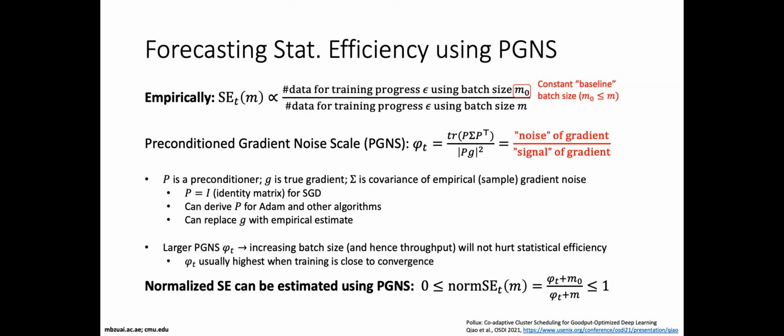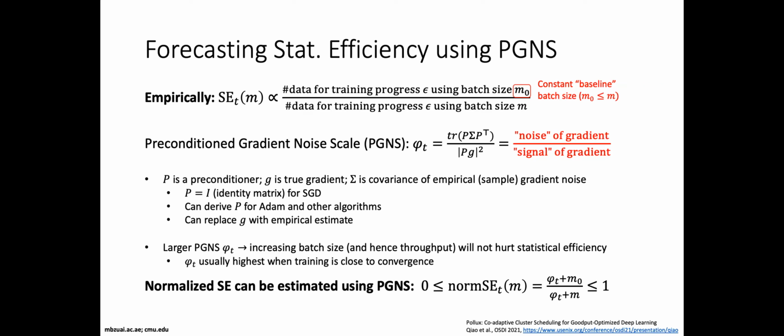For the purposes of this tutorial, when P equals 1, that's the equation for vanilla SGD. When you're using Adam or other optimizers, that's a different P. I'm not going to get into the theory of this, but essentially there is a way to compute the noise to signal ratio of a gradient just based on watching the gradients that have gone through your system for the past T iterations, for instance. And by measuring this PGNS, you can plug it into an equation to calculate the change in stat efficiency you would expect to get if you go from batch size M0 to M.